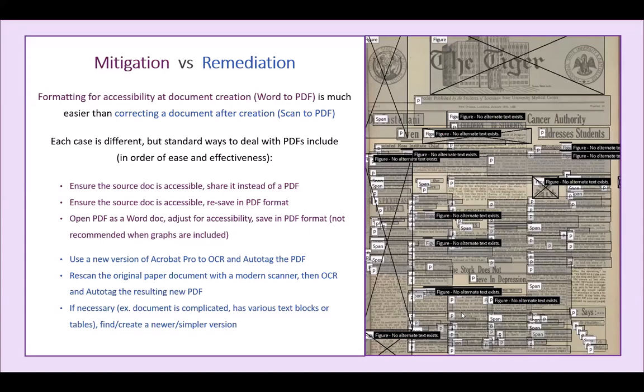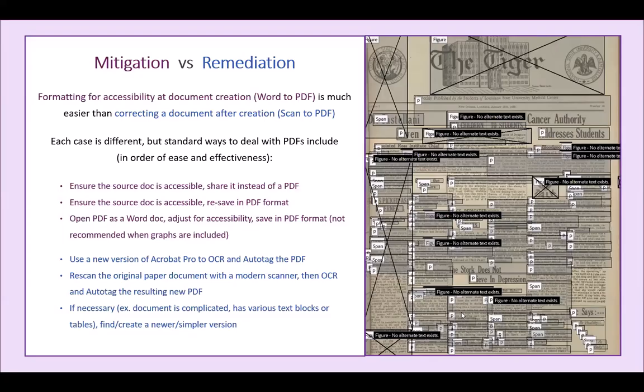So looking at some ways to deal with PDFs, if your source doc is electronic and it's accessible, maybe just share that instead of a PDF. Just keep it as a Word doc. There are ways to secure it from being edited. So that would be your number one choice. If your source document is electronic and accessible, maybe resave it as a PDF in the way that I'm going to show you in this presentation, and then work with that new PDF.